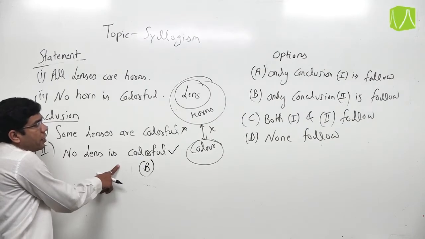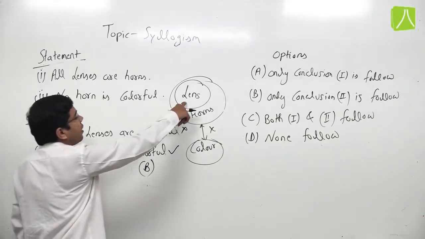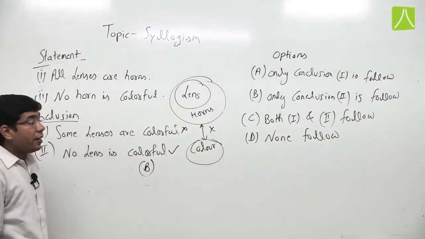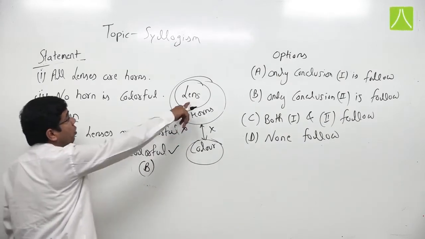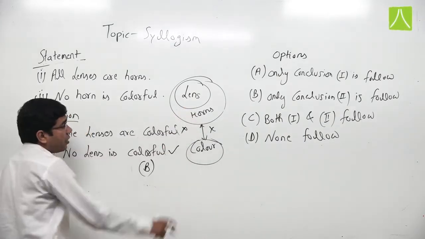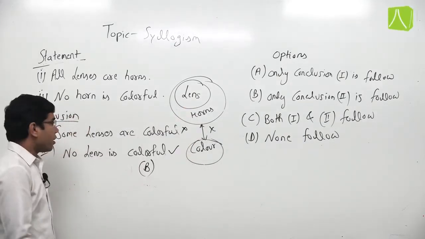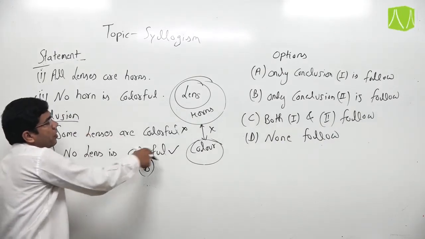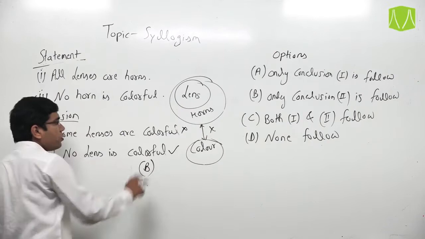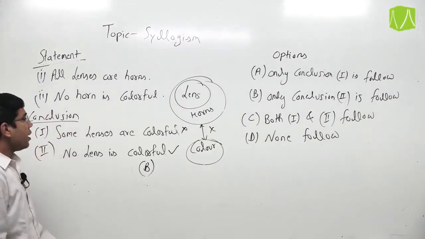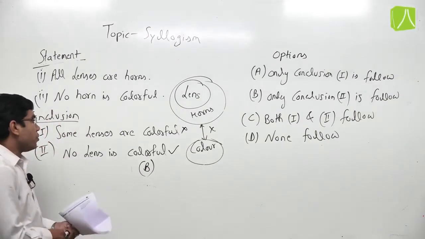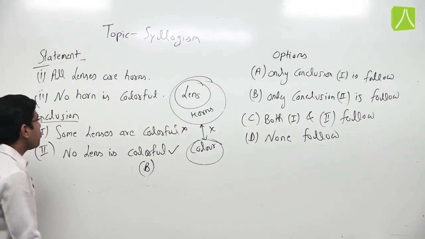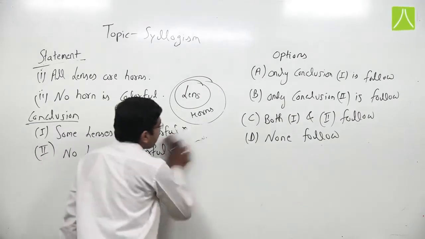No lens is colorful, because lens cannot be connected with color in any condition, because all lenses are covered by horns and horns cannot connect with color. And the first conclusion is positive. Some lenses are colorful: lens and colorful are not connected. So conclusion 1 is not correct by the help of the basic diagram. So for this question our answer should be option B.